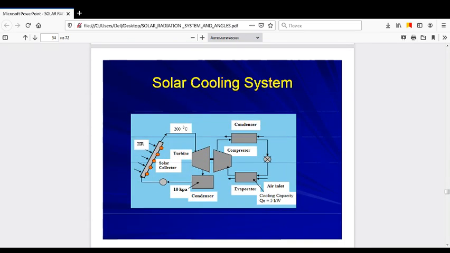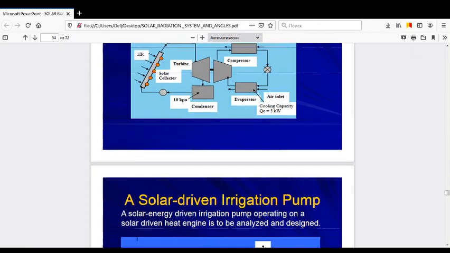This is the schematic diagram of the solar cooling system. How the cooling phenomenon occurs: the hot radiation comes on the solar plate collector, then the turbine rotates, and the condenser condenses the steam. The turbine rotates the compressor, and the compressor compresses between the condenser and evaporator. So this is the working of a solar cooling system, just like an air refrigeration system.